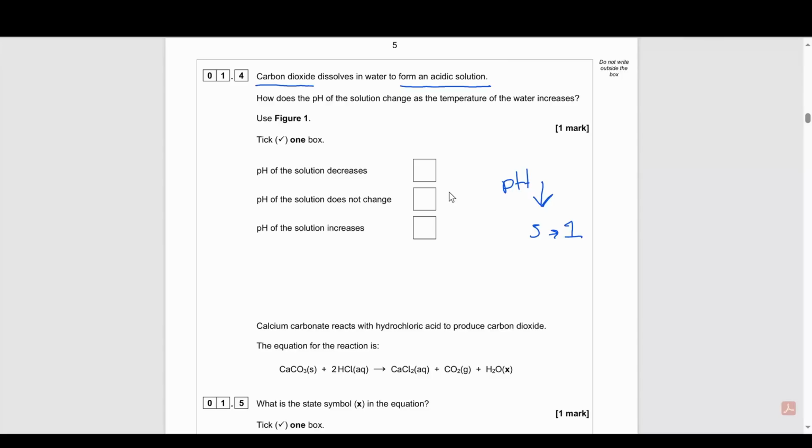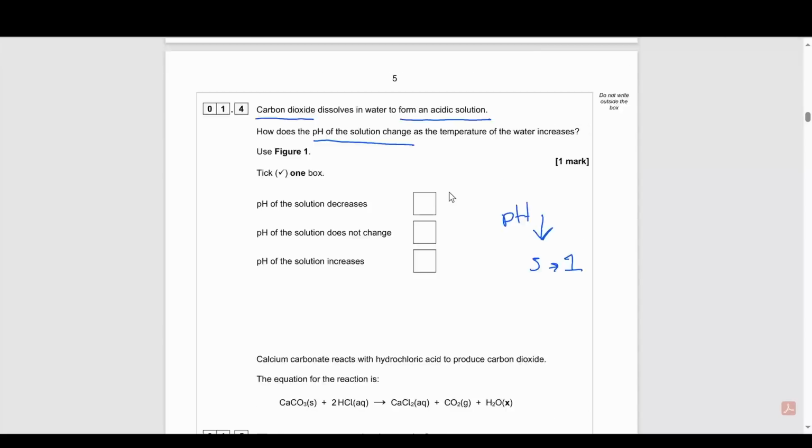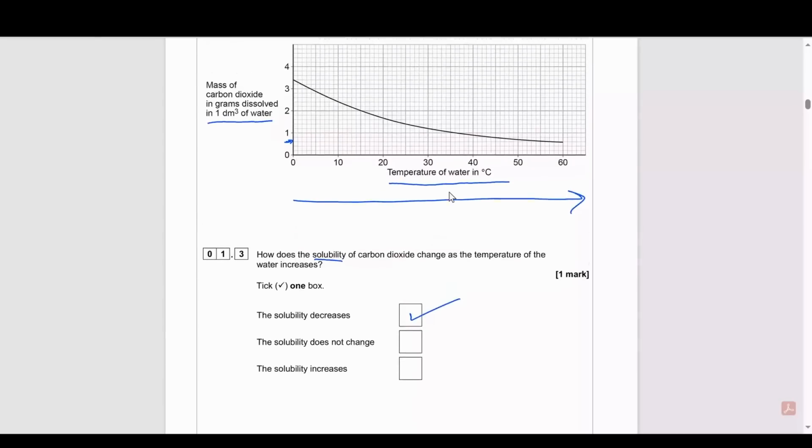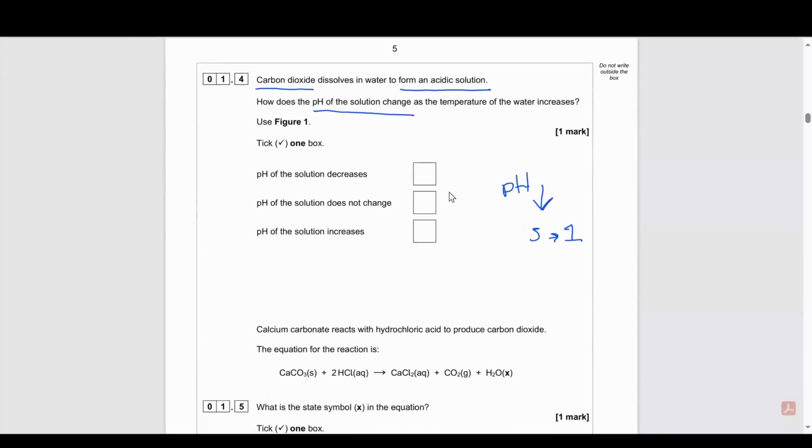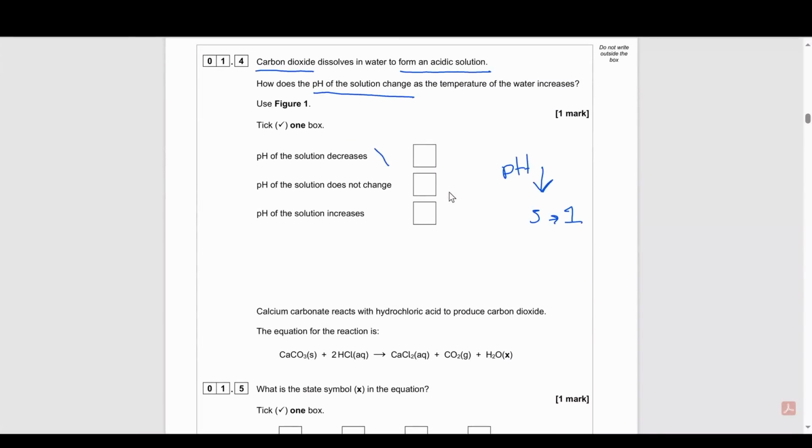If the pH of the solution is changing, and the carbon dioxide from our previous question is decreasing in its solubility, that means that there'll be less of the carbon dioxide in the solution. So that means that it can't be getting less acidic. So it cannot be decreasing. And it's not going to change. So that means it's increasing.